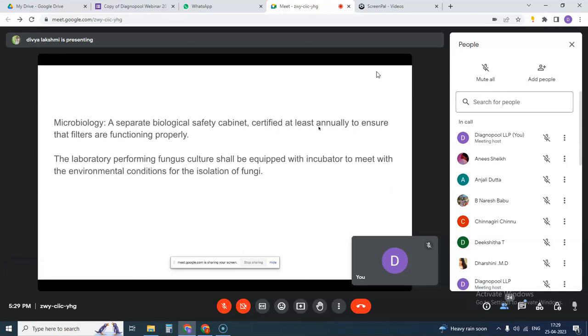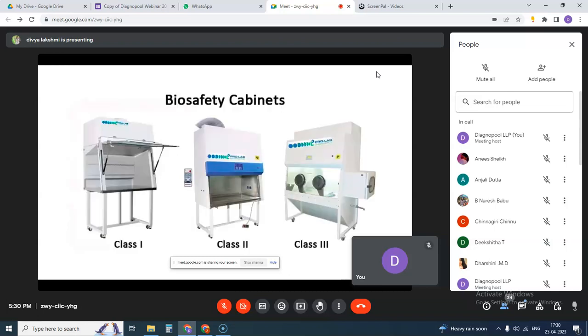at least annually to ensure that filters are functioning properly because of the various infectious bacteria or organisms used in these cases. The labs which perform fungus culture shall be equipped with an incubator to meet the environmental conditions for the isolation of fungi. Again, it depends upon whether culture reporting is done. So these are various types of biosafety cabinets.